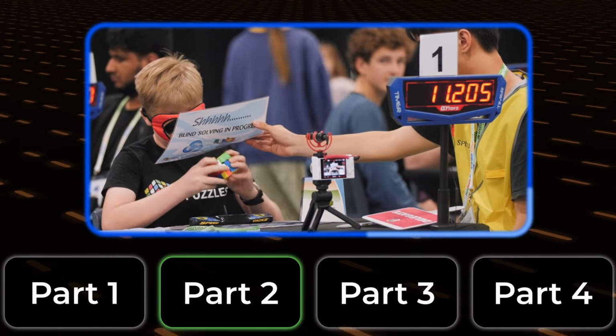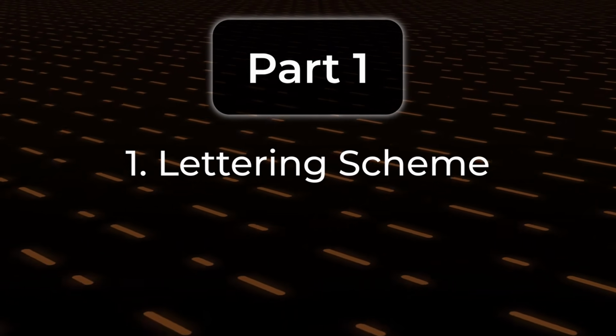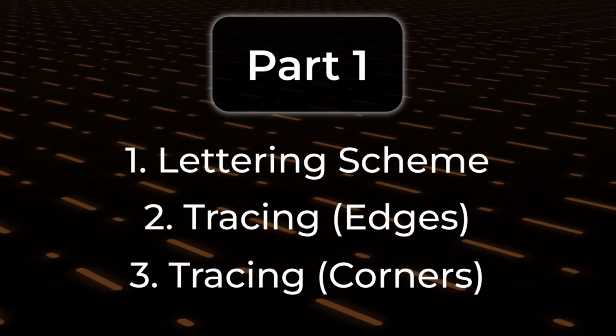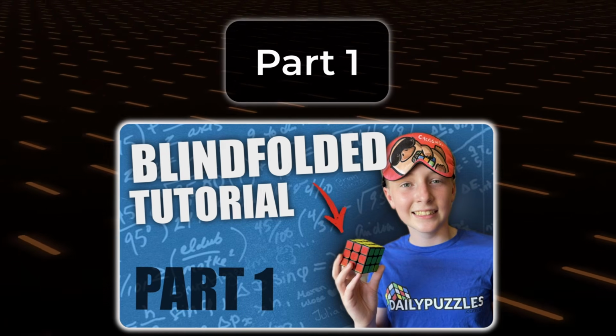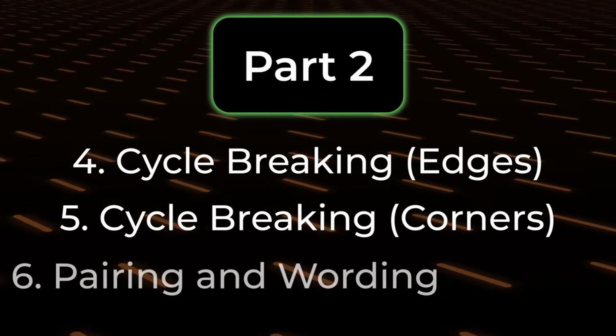This is the second part in the 4-part series where you learn to solve the Rubik's Cube blindfolded. In part 1, you learnt the lettering scheme, as well as how to trace through edges and corners. If you haven't watched part 1 yet, then go back and watch that, and then move on to this tutorial. In this tutorial, we will learn cycle breaking in edges, cycle breaking in corners, and pairing and wording.